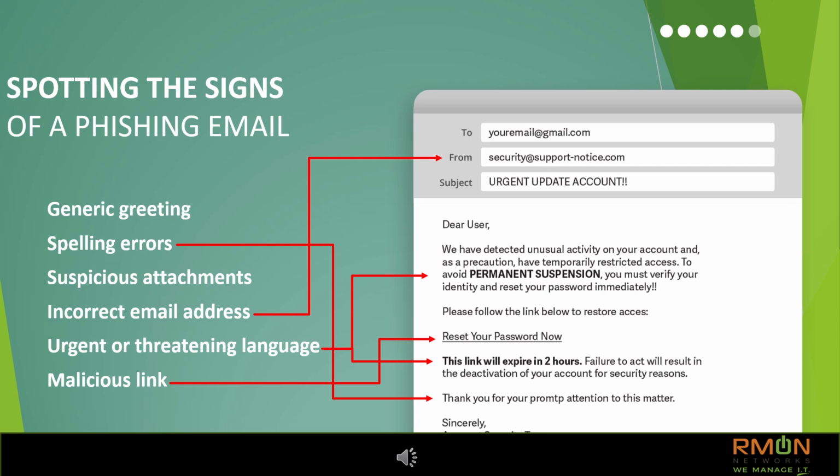Malicious links. Hover over a link before clicking. If the preview URL looks shady or unfamiliar, don't touch it. Even one click could compromise your system. Spotting these signs is your first line of defense. But catching phishing isn't enough. You also need to build protection into your business. Let's talk about that next.